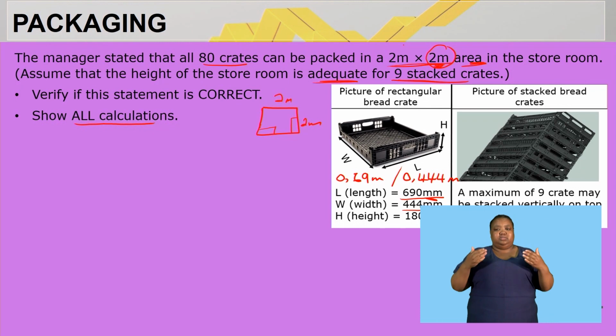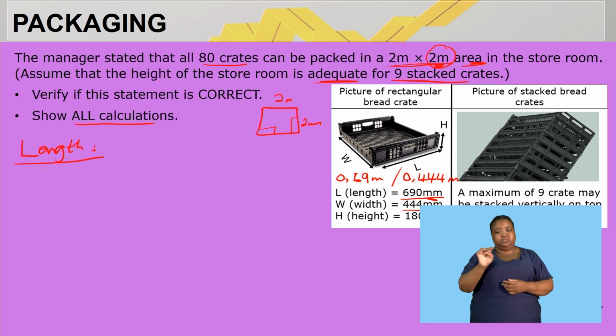So therefore, lengthwise, I'll start by looking lengthwise. In terms of the length, what will we say? We'll take the 2 meters divided by the length of the crate of 0.69 meters.